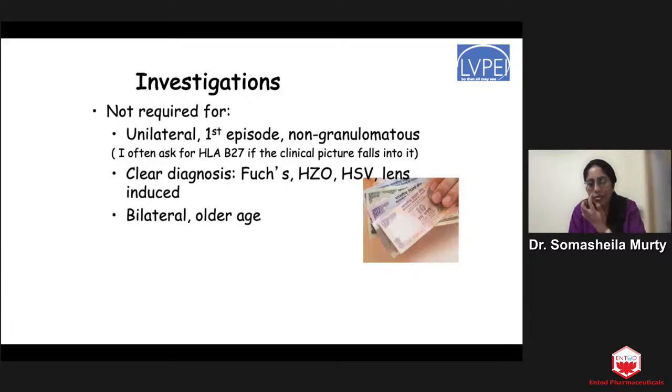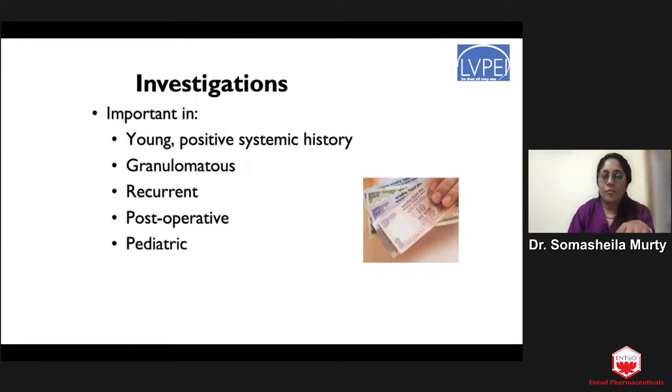And just like the dictum of one single episode, maybe in an elderly individual, where again the immune system is dysregulated a little bit. Anecdotally, if you talk at fora with a lot of practitioners, they say that when the patient has been detected to have diabetes, then they develop some kind of inflammation, including uveitis. So for these patients, you may not have to investigate. So nothing, zero. When it is important is when we have young patients and we have positive systemic history.